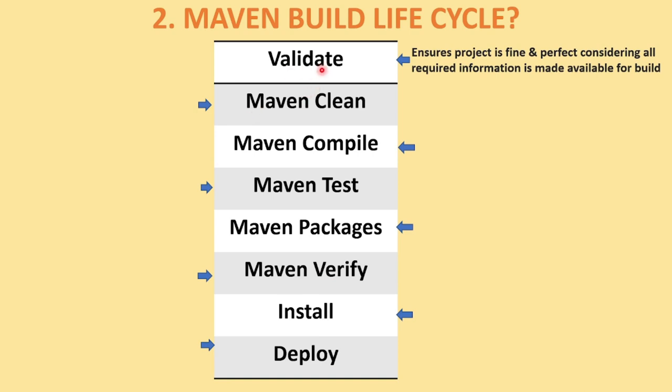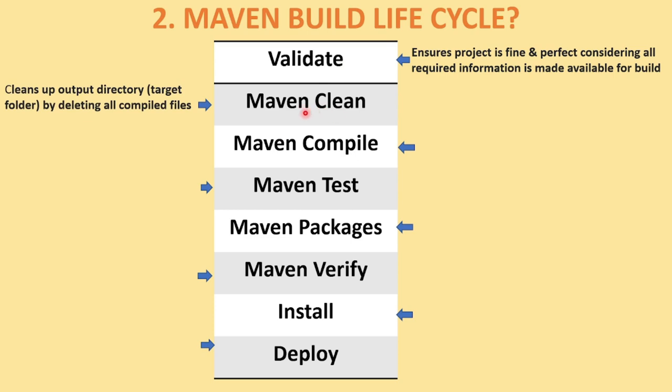Now what is validate in the Maven build life cycle? It ensures the project is fine. Your software project which you have built is fine and perfect, and all the required information is made available for the build. You have to validate that whatever project you have developed is proper and has all the required information inside it. If any information is missing in the project, you need to report that it is missing.